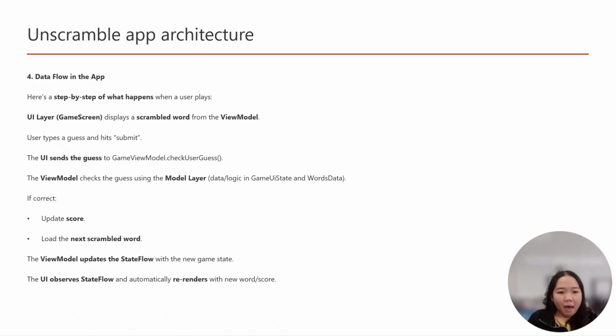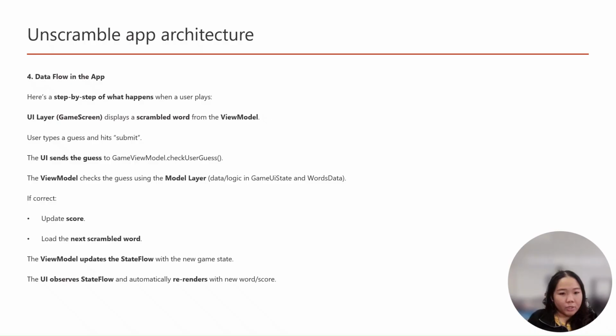Data flow in the app. Here is a step-by-step of what happens when a user plays. The UI layer, or GameScreen, displays a scrambled word from the ViewModel. The user types a guess and hits submit. The UI sends the guess to GameViewModel and goes to the checkUserGuess function.